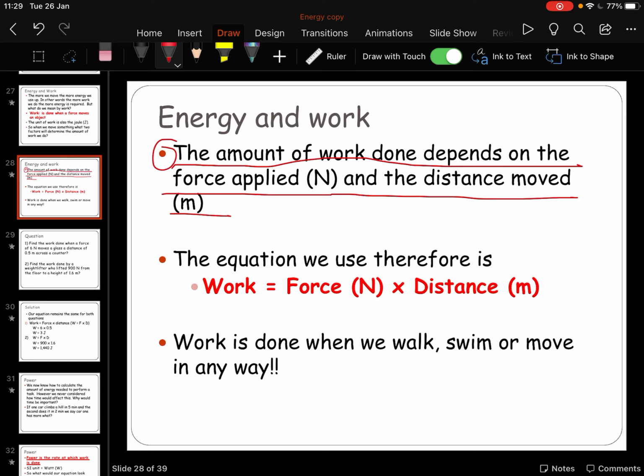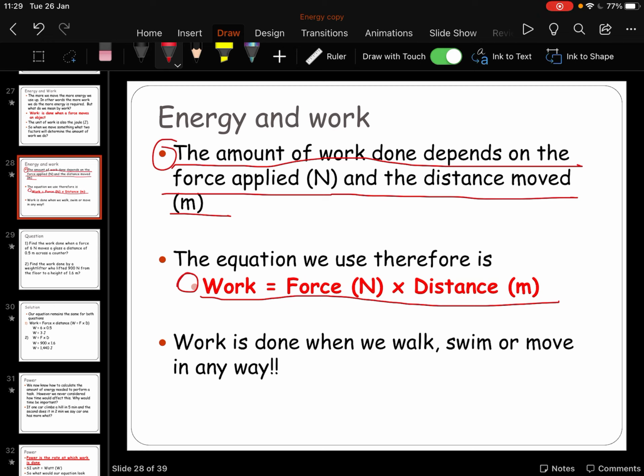Okay, so the stairs would be a greater distance, so therefore you're going to do more work than just standing up. So your equation: work is force times distance. That's it. Work equals force times distance. That's all. W equals F times D.